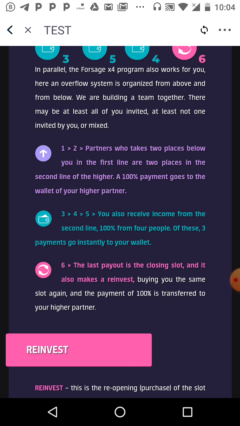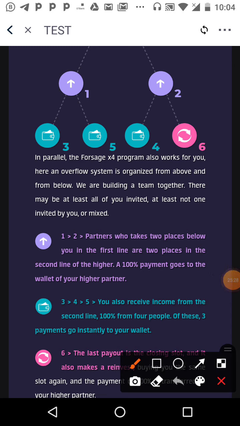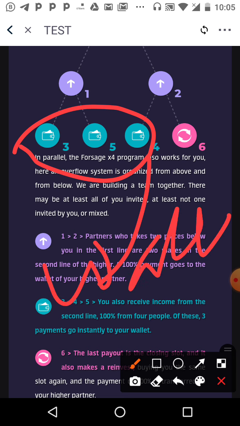So the 345, you also receive payment income from the second line, and 100% from the people of these three payments goes instantly into your wallet. Like I said earlier, these three payments go to where? Your wallet. And that's money for you, for life.